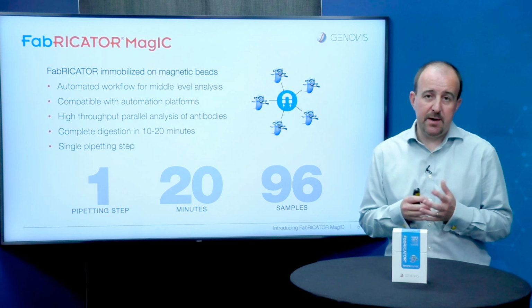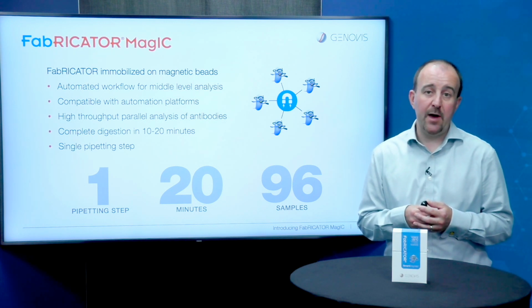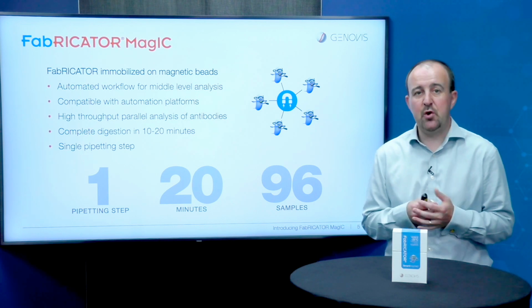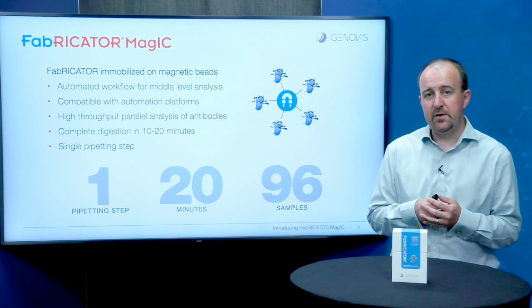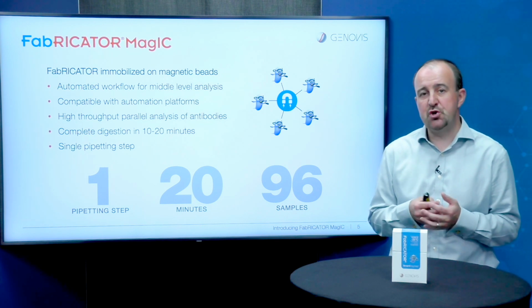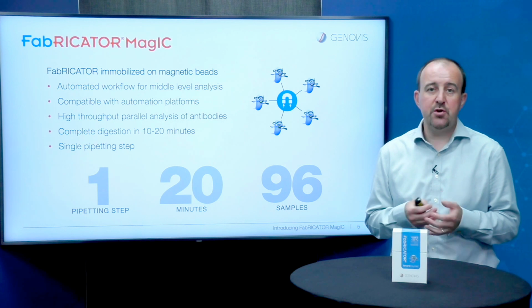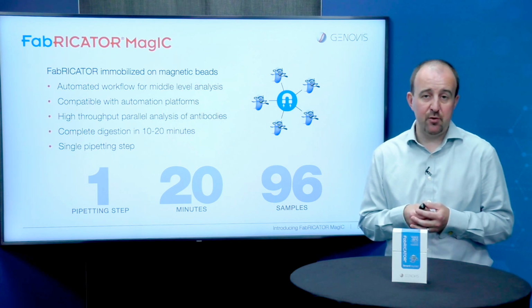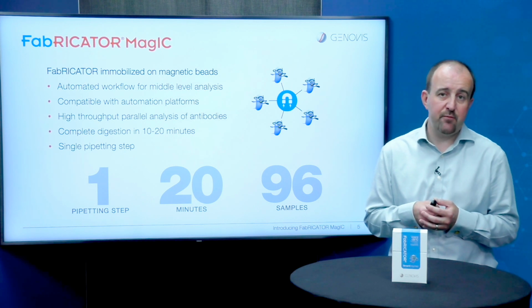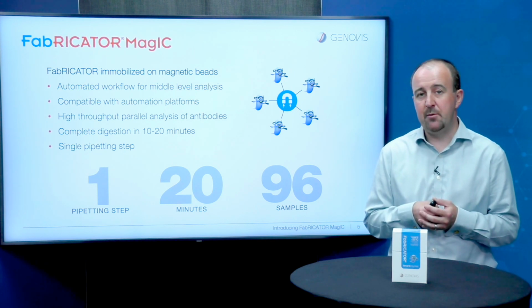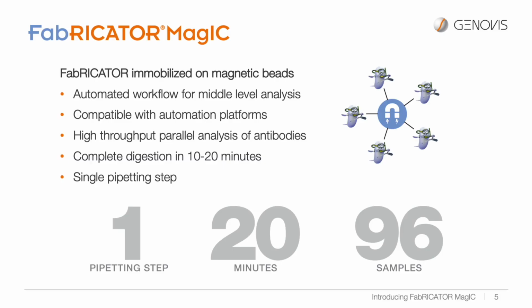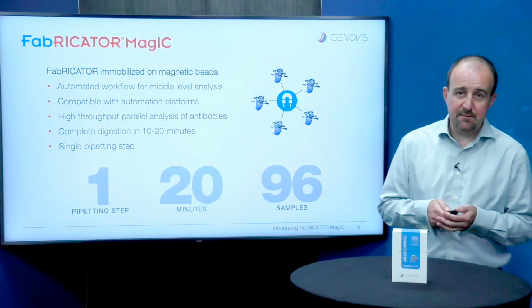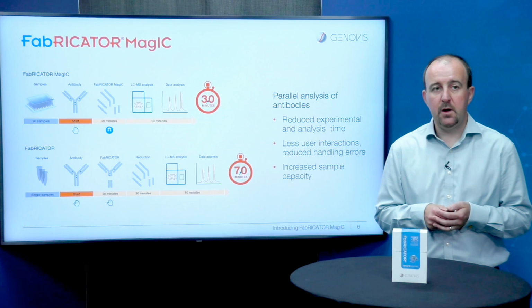So with the new product, what we did was we immobilized FabRICATOR on agarose magnetic beads. And we did this because we wanted to make it more straightforward to do a middle level experiment. We wanted to automate the workflow. We also wanted it to be compatible with automation platforms in order to create a high throughput way of screening multiple antibodies in parallel. We wanted this to be fast, so 10 to 20 minutes, and we also wanted to make it rather straightforward, so a single pipetting step to get started. So we've been able to achieve this with FabRICATOR Magic, as we call it.